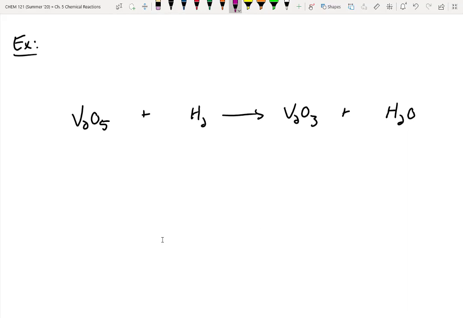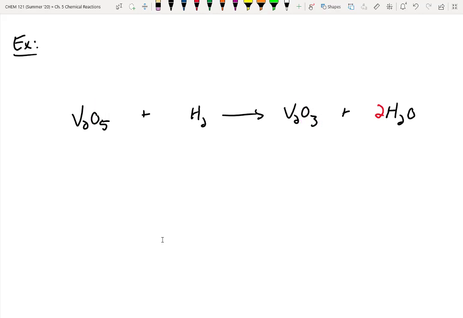First things first, we always want to make sure things are balanced. I've got 2 vanadium atoms on either side, so I'm good there. I've got 5 oxygens here. I've got 3 here and 1 here. That doesn't look very good. But what if I double my water over here? That means I would have 3, 4, 5 on the right and 5 on the left. So now things look balanced to me.